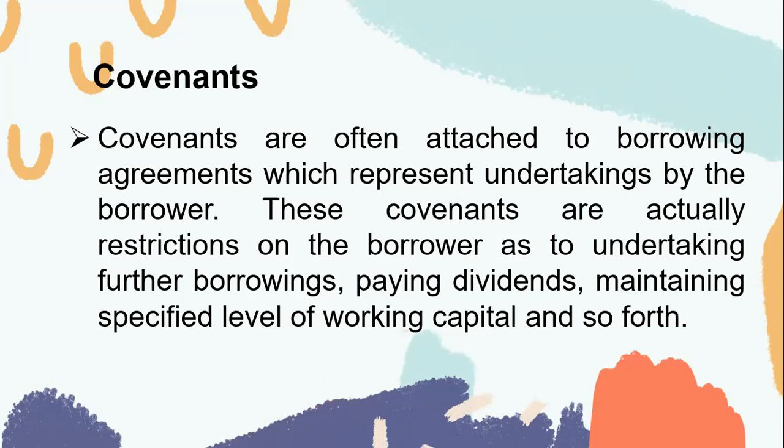So covenants are often attached to borrowing agreements, which represent undertakings by the borrower. These covenants are actually restrictions on the borrower, such as undertaking further borrowings, paying dividends, maintaining a specific level of working capital, and so forth. The key points here are that covenants are part of a financial contract such as bond issues, and covenants are legally binding clauses. If a covenant is breached, compensatory or other legal actions will be triggered.